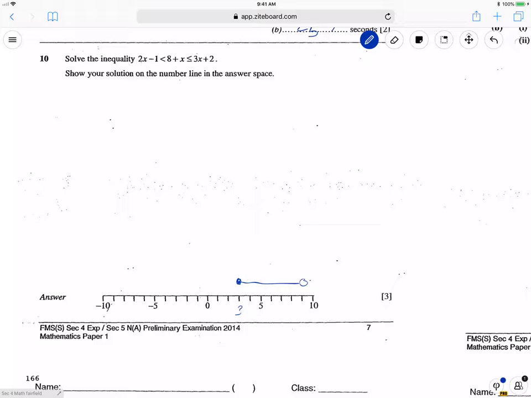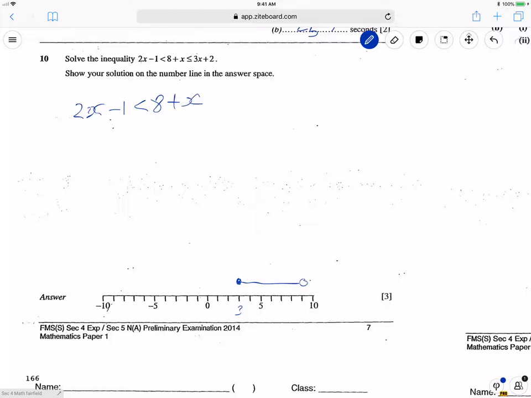Do you know how to start with this? 2 by 2, right? So you do 2x minus 1 less than 8 plus x. Okay, wait, erased. Okay, we take 2x minus 1 less than 8 plus x.